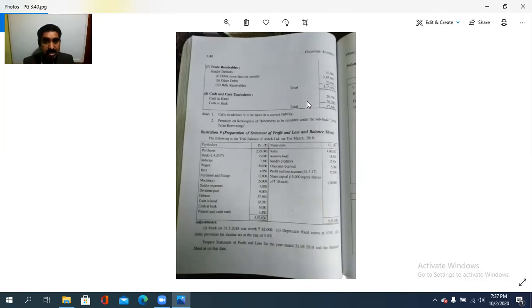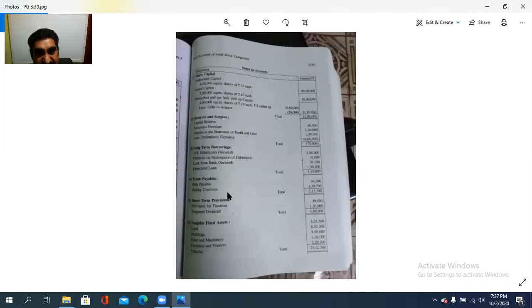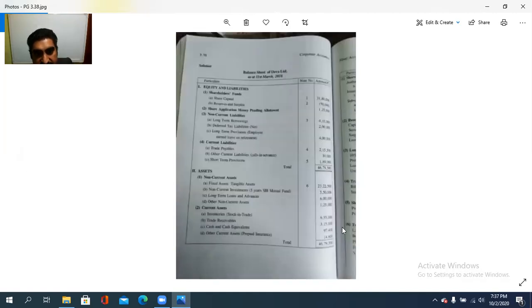If in the question it is given as good debts, this 10,000 is mentioned in the question as an adjustment at last, isn't it? So that 10,000 we need to add along with the other debts and also bills receivable. So total 3,15,000. That is schedule number 7. Schedule number 7, that is this one.